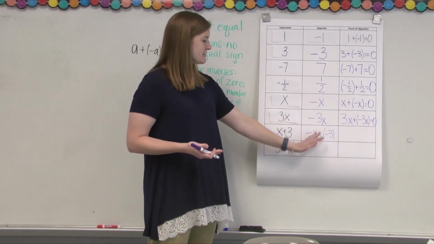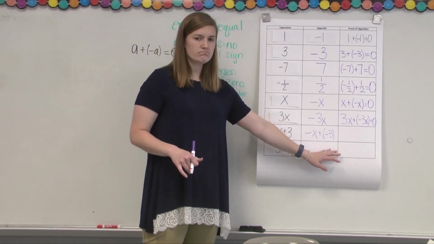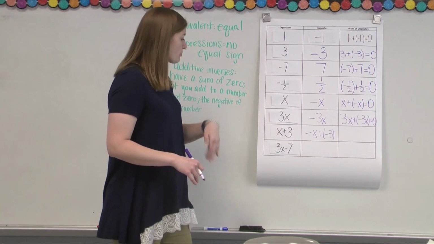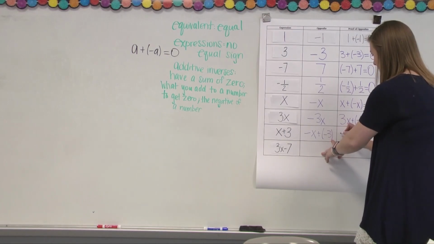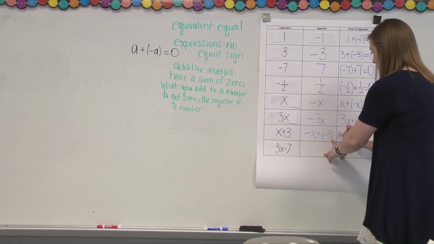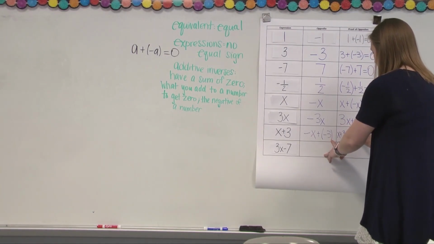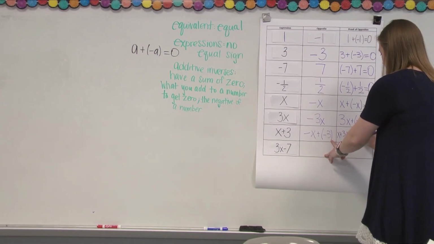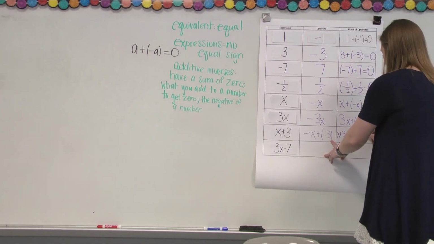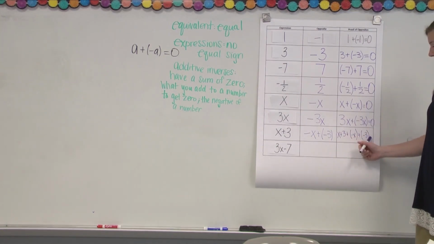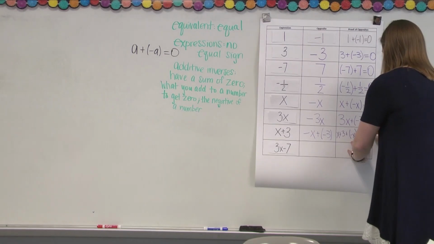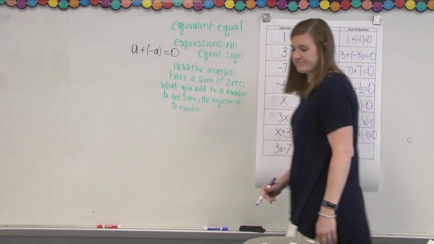Now another way you could write that is negative x minus 3, and that would be the same thing. To prove that they're opposites, this one may be a little small, I'm going to add x plus 3 plus negative x plus negative 3. So x plus negative x and 3 plus negative 3 does give me 0.